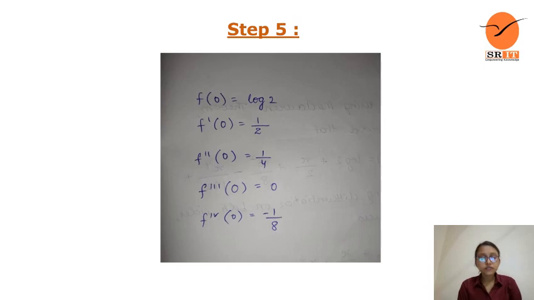In step 5, we write all the derivatives that we found on a single page. That is, f of 0 is equal to log 2, f dash 0 is equal to 1 by 2, f double dash 0 is equal to 1 by 4, f triple dash 0 is equal to 0, and f 4 dash 0 is equal to minus 1 by 8. Now we can solve it up to f 4 dash 0 because up to 4 terms the answer is valid.